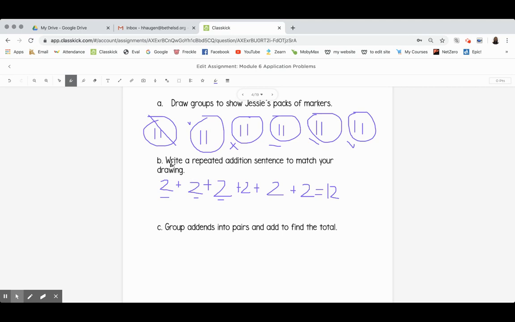Another strategy that you could use is to group some of these numbers together. For example, let me change my color of pen here. If I group those together, I know that 2 plus 2 plus 2 is 6. And then I'm going to add, and I know that this 2 plus 2 plus 2 is another 6. So one way to find your total is to group those numbers together to make it a little easier, and you still get the same total of 12.